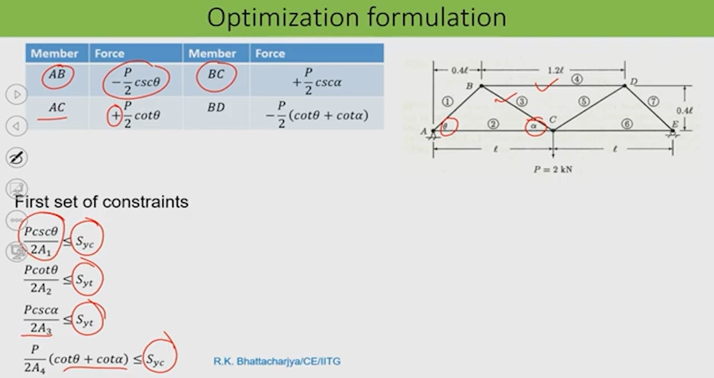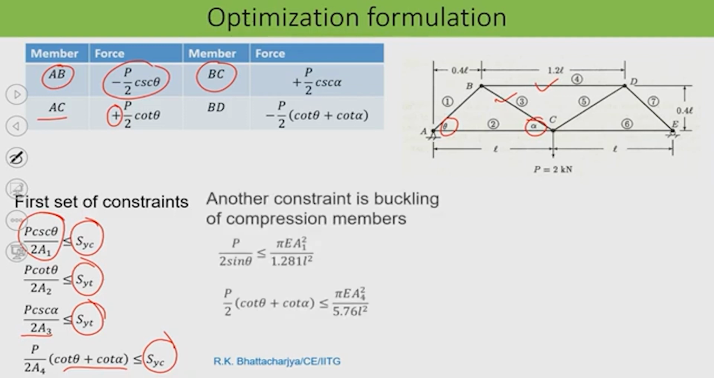So, therefore, these are the first set of constraints. That means, if you put these constraints into your optimization model, then whatever cross section you get will ensure that the members are sufficient enough to take the tensile force as well as the compressive force developed within the member. Okay. So, what are the other constraints?